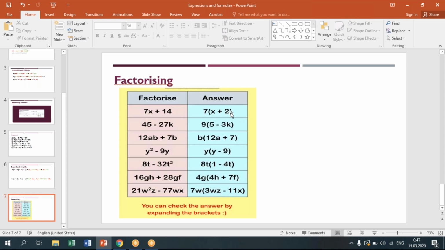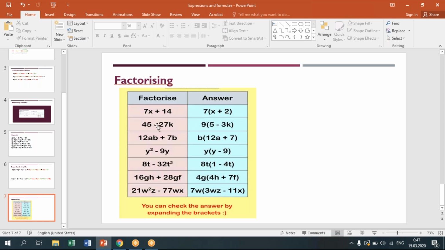And we can easily understand, is it the right answer or not? Just use expanding the brackets. 7 multiplied by x, 7x. 7 multiplied by 2, 14. And the main rule for factorizing is that in the brackets there shouldn't be any common factors, common letters, etc.